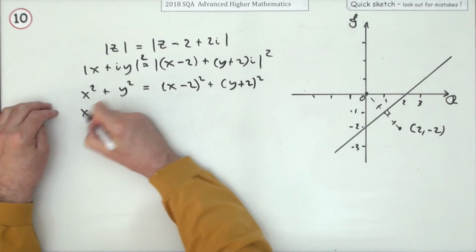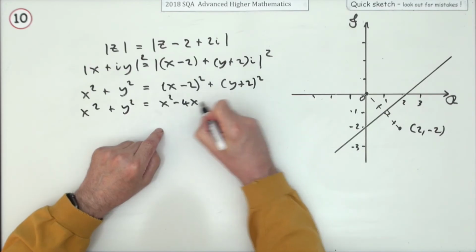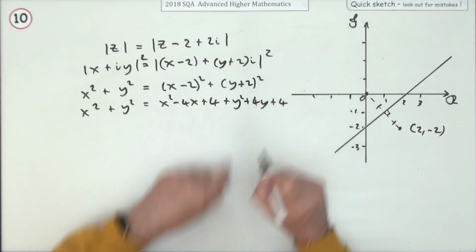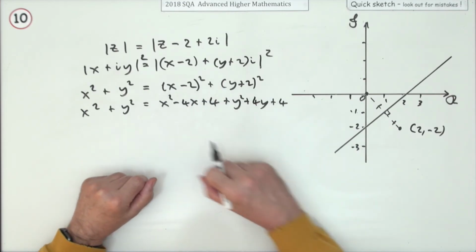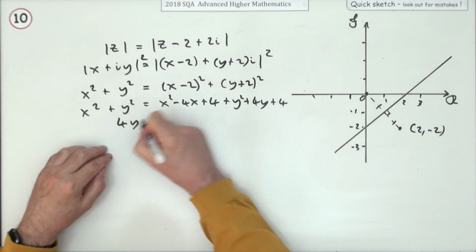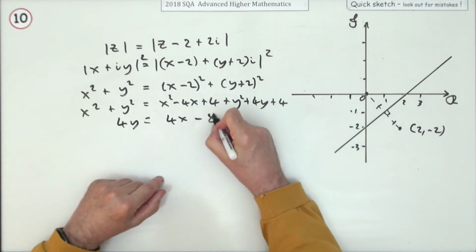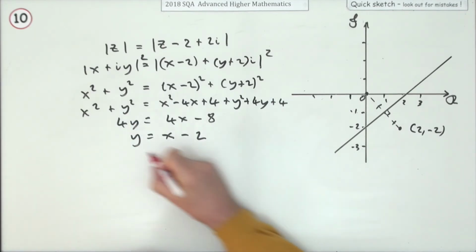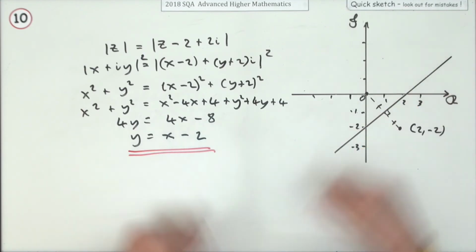Now you just expand. So that's x squared minus twice the product, 4x, plus the square of the last, plus y squared plus twice the product, plus the square of the last. The x squareds go, the y squareds go. I'll keep the 4y from this side and push the other ones over. So 4y equals, that'll go across as plus 4x, plus 8 will go across as minus 8. Divide it out, and there you are, y equals x minus 2. Cuts at negative 2 with a gradient of 1.